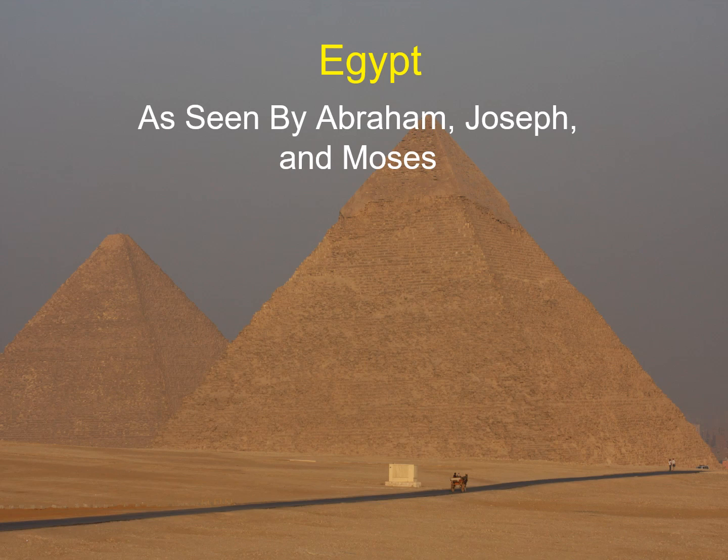Hello everyone. We are going to take a look at Egypt as seen by Abraham, Joseph, and Moses. This will also include some time being spent on working out the timeline of this period of the Bible. And for the sake of time, we'll also be doing more of an overview once we actually get to the visual aspects of what they would have seen.